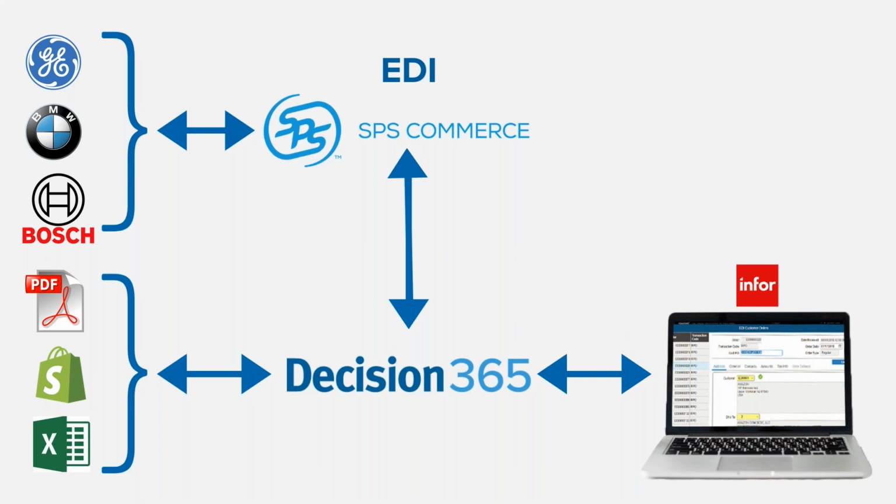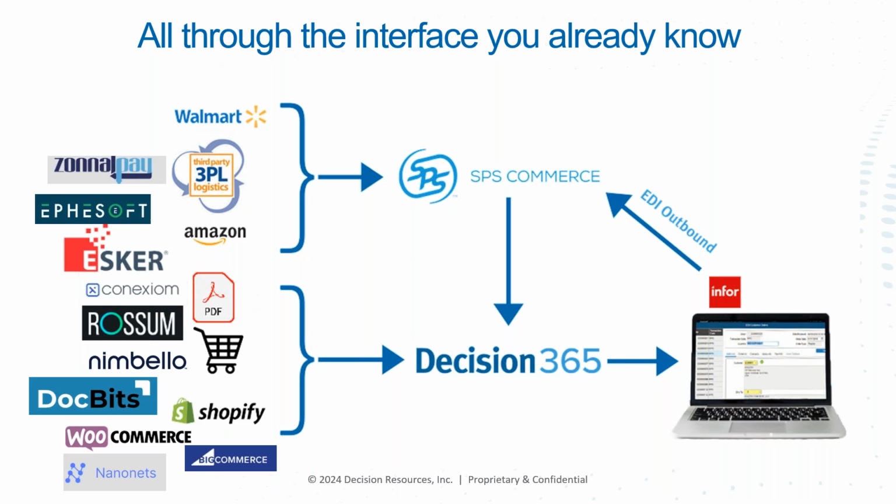Shortly after that, we started adding other channels. So we started adding Shopify. We presented this a few years ago at Sun. We can take orders in from Excel spreadsheets, a variety of areas, obviously, and that's why we say we're omni-channel. All these come in to Decision 365 and then are bidirectionally linked with your Sightline system.